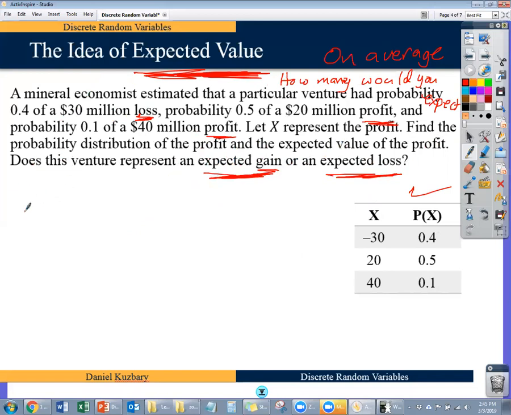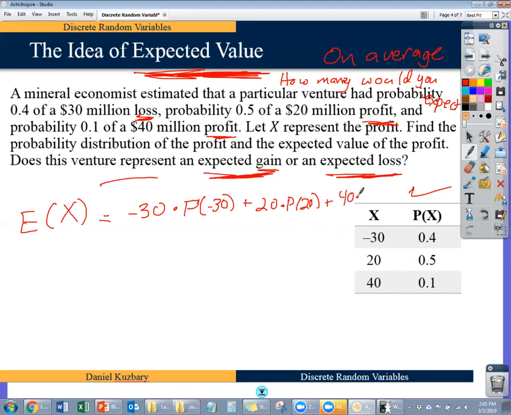So this is where the terminology expected value of X comes into play. Again, this is the mean. It's the same formula. But the words expected gain or expected loss make more sense in context than mean, even though these are the same thing. The expected value, which could be gain or loss, is going to be X times the probability of X. And then same with the other ones. So then 20 times the probability of 20 plus 40 times the probability of 40.